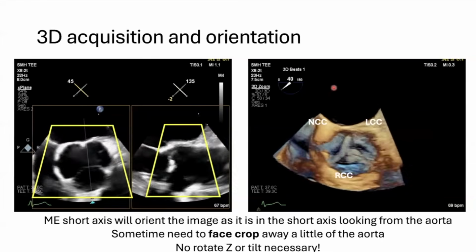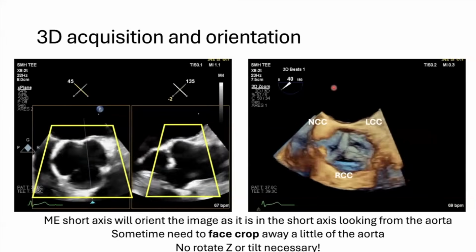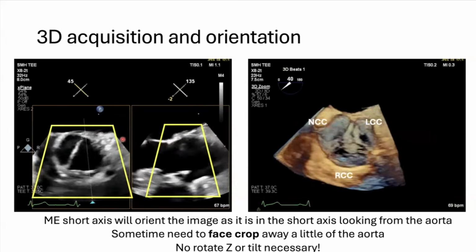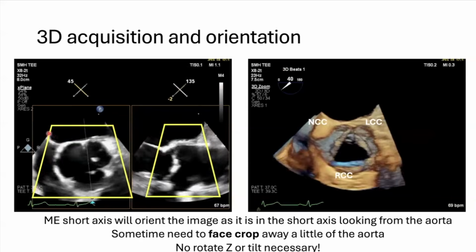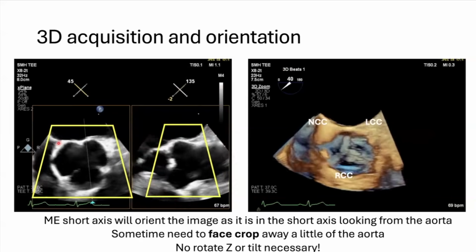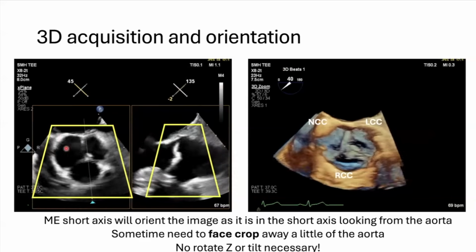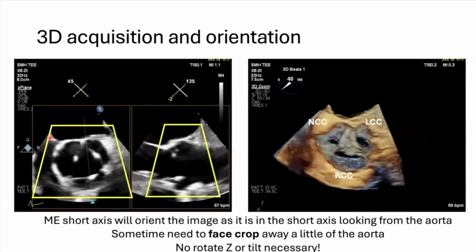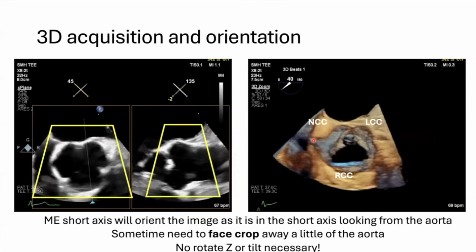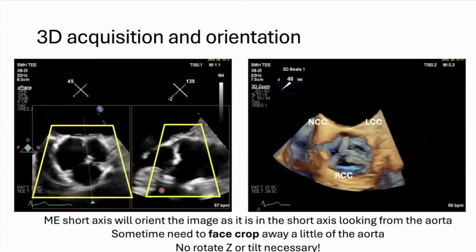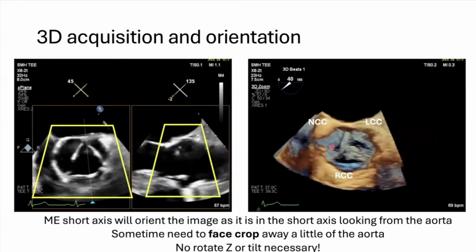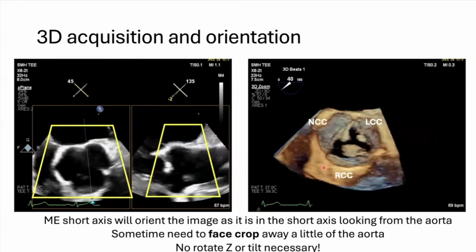So to acquire a 3D image, I usually do it from the short axis at 45 degrees. And the reason why I like this is that, when you've set your boxes and you have a box that is big enough to include the whole of the valve as well as some of the interatrial septum so that you know where you are, when you then hit 3D zoom after lining up your boxes, it will basically orient your image in the same way as the short axis.